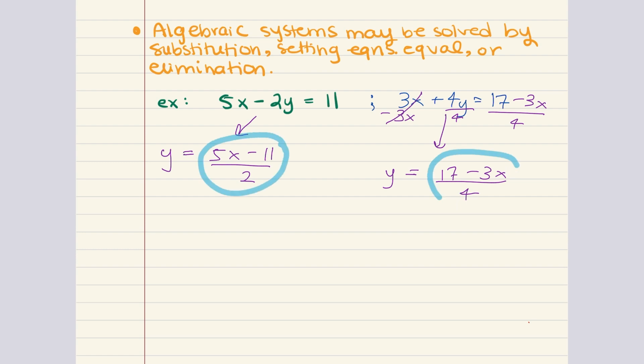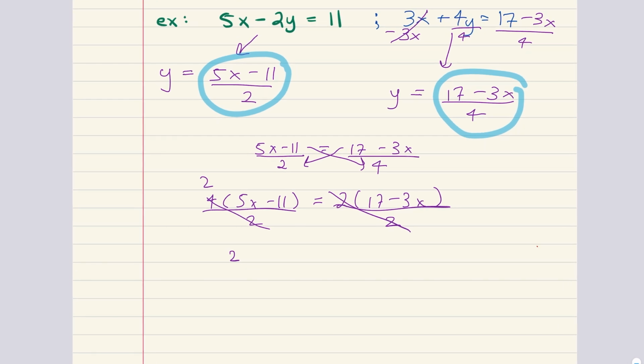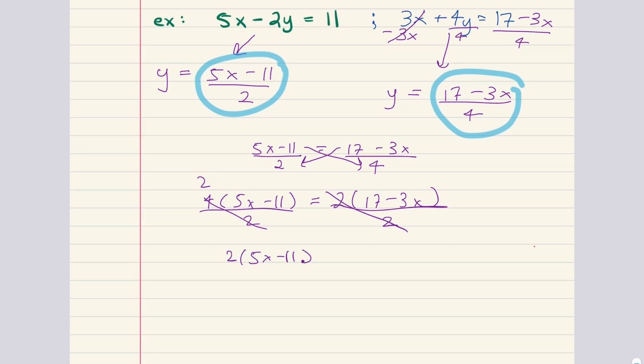Now we can set these two things equal to each other because they both equal y. So we get that (5x minus 11) divided by 2 is equal to (17 minus 3x) divided by 4. Now I'm going to cross multiply here, and that gets us 4 multiplied by (5x minus 11) is equal to 2 multiplied by (17 minus 3x). I'm going to divide both sides by 2. So this gets us that 2 multiplied by (5x minus 11) is equal to 17 minus 3x.